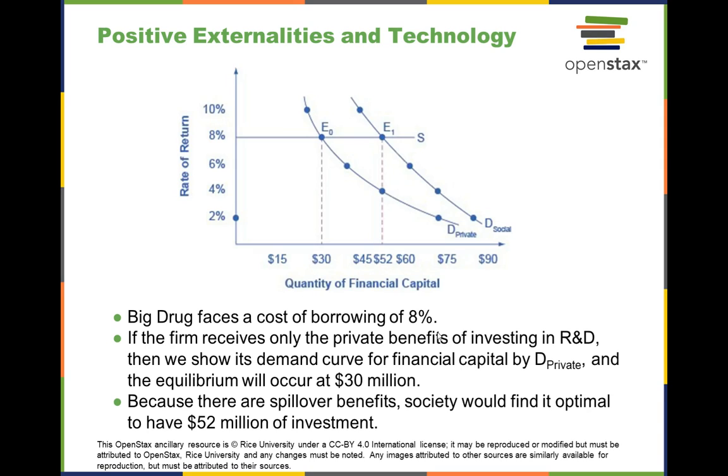So Big Drug faces a cost of borrowing of 8%. If the firm receives only the private benefit of investing in research and development, then we show its demand curve for financial capital by D private, and the equilibrium will occur at 30 million. Because there are spillover benefits, society would find it optimal to have 52 million of investment.